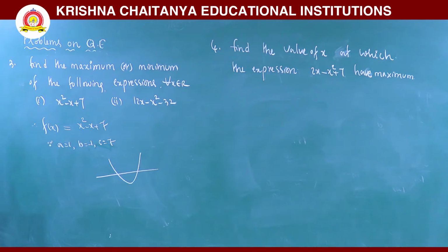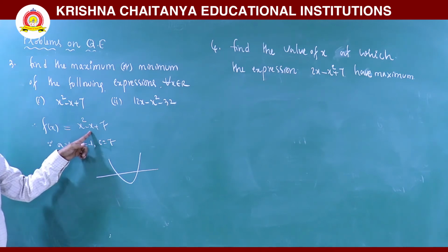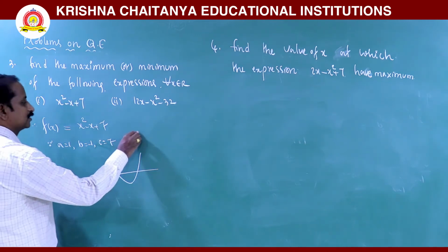Open upwards graph should be like that. Now, is it having real roots or imaginary roots? Let us check simply the discriminant. Delta is nothing but b square minus 4ac.